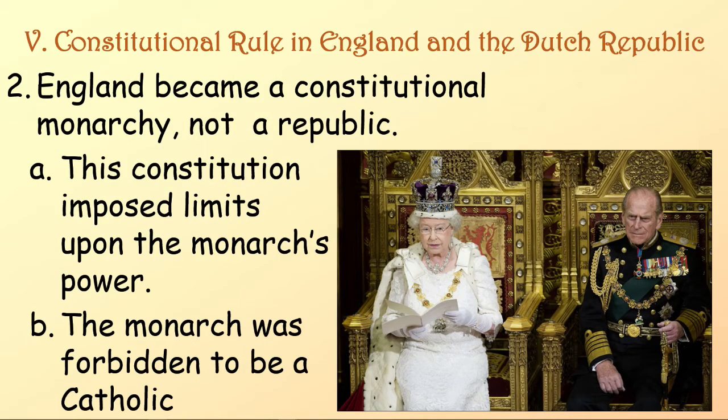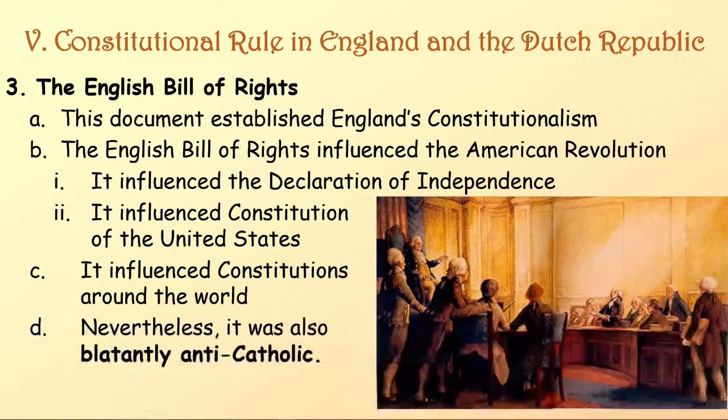England became a constitutional monarchy, not a republic, and this constitution imposed limits upon the monarch's power, and the monarch was forbidden to be a Catholic. The English Bill of Rights established England's constitutionalism. It influenced the American Revolution, the Declaration of Independence, the Constitution of the United States, and constitutions around the world. Nevertheless, it was also blatantly anti-Catholic.